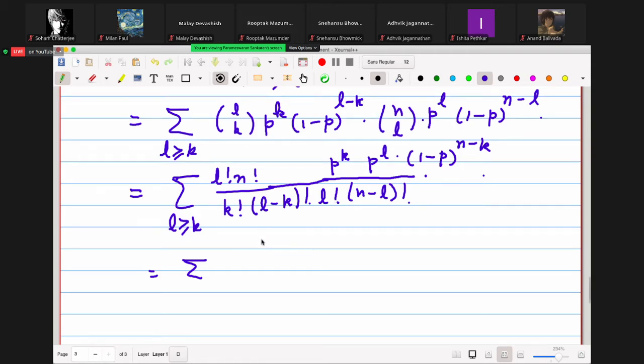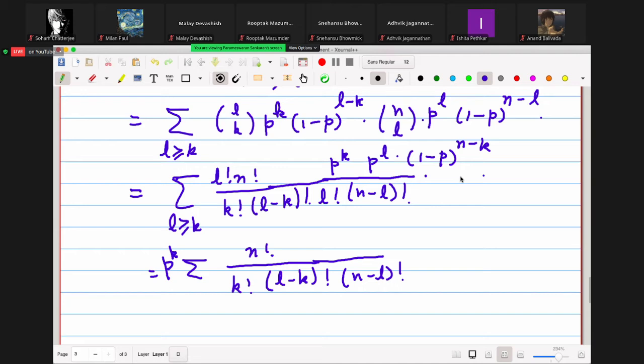And then I have n factorial divided by k factorial, (L minus k) factorial, and then (n minus L) factorial. Okay, this p power k, that's a constant, no? Because k is not a variable, k is fixed. So p power k.